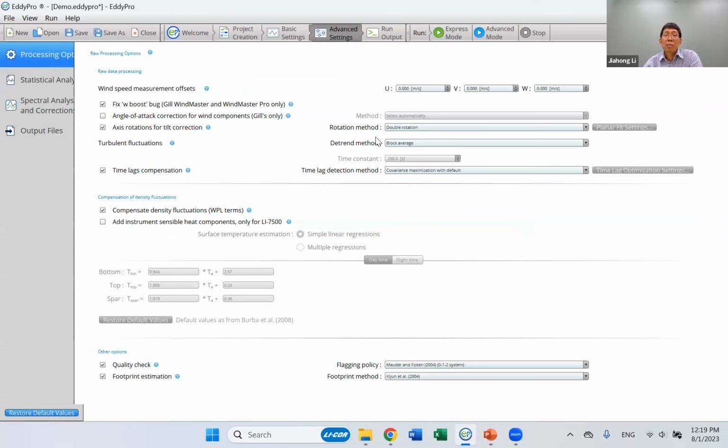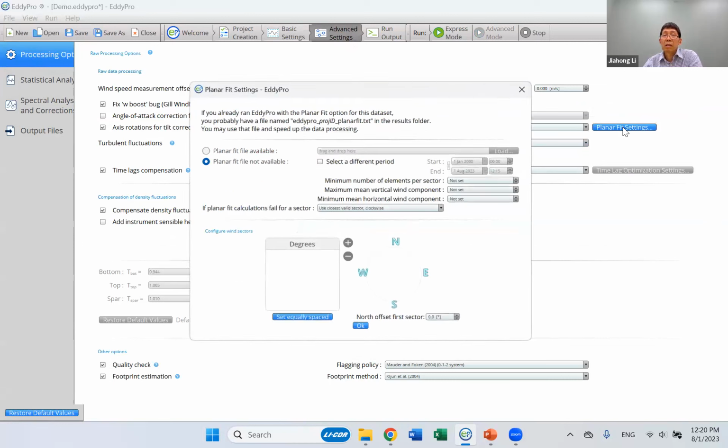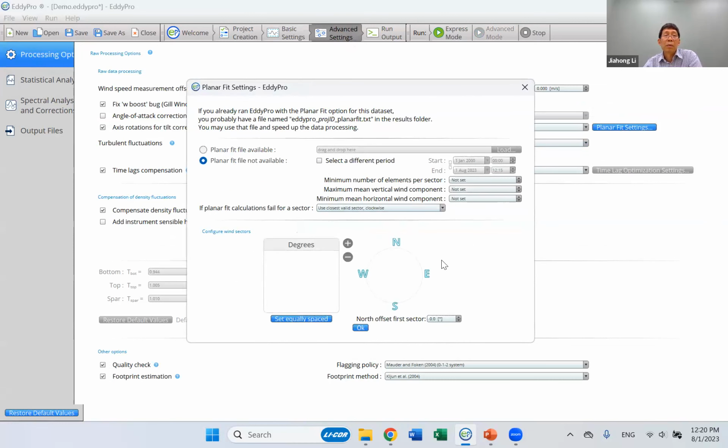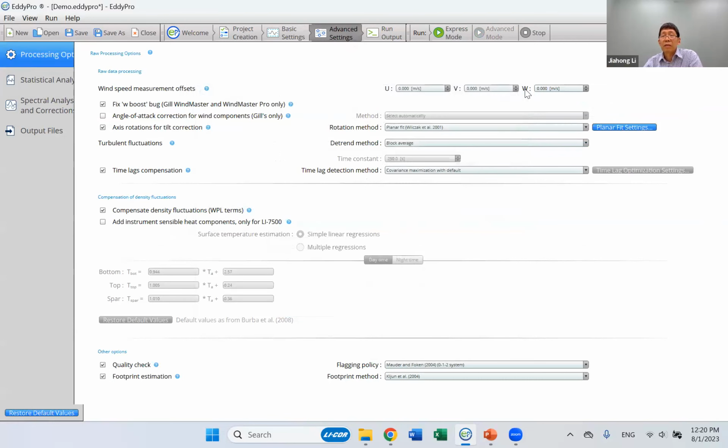In process options, we can select the planar fit. So if I come here, we can set up planar fit. But since we have only a day of data, we can't run planar fit. So we move back to 2D rotation here. And here, these are the settings that we have.